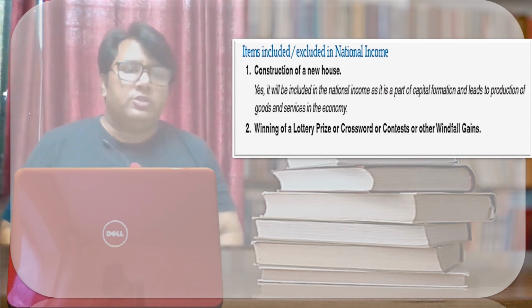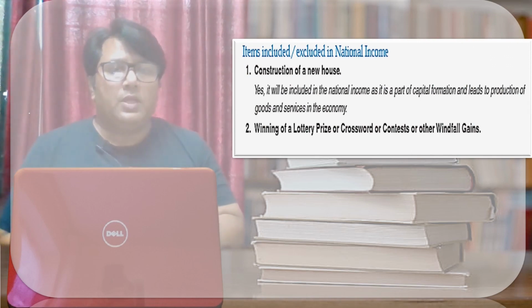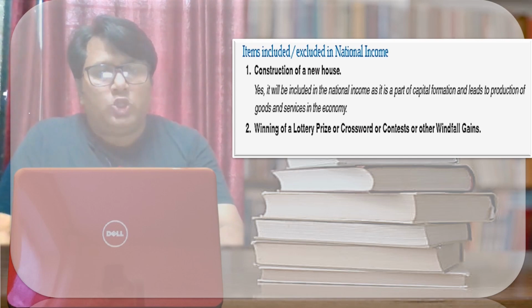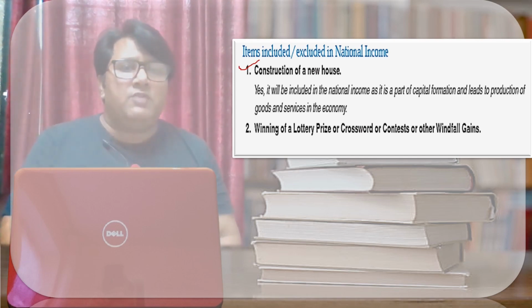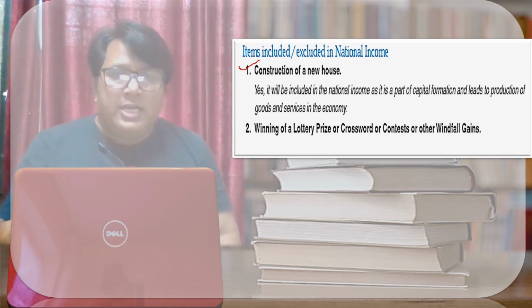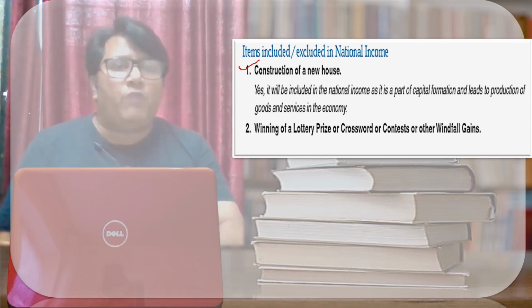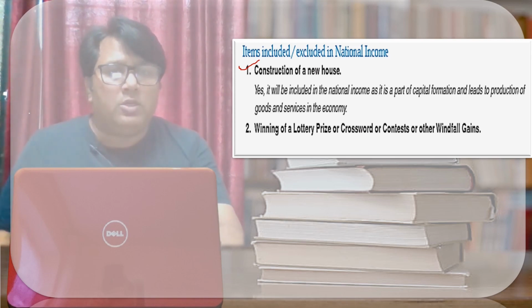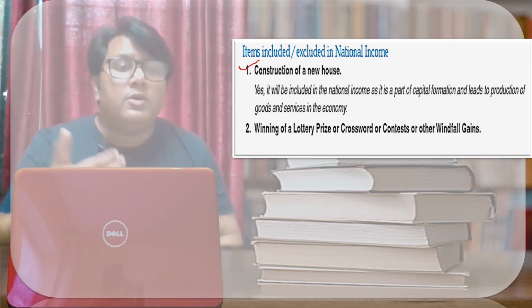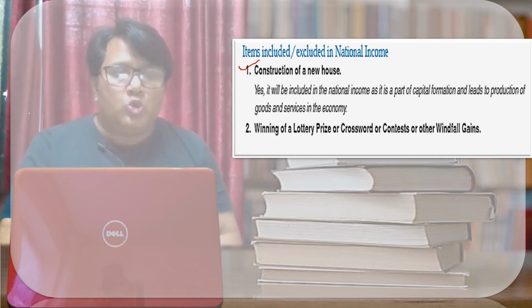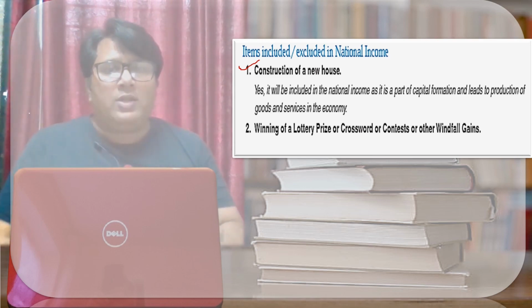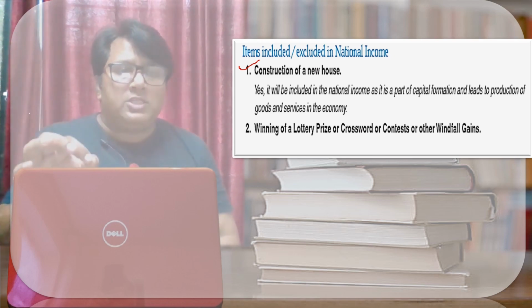Now let us see how much we have learned. These are the questions which are being asked in the board. So let us see. The first is construction of a new house. Always remember, the construction of the new house should be considered while calculating the national income. Why should it be considered? Because it is the capital formation, or the investment on the part of the household. So the investment made by the household should be considered at the time of calculating national income. It comes under the gross domestic fixed capital formation.